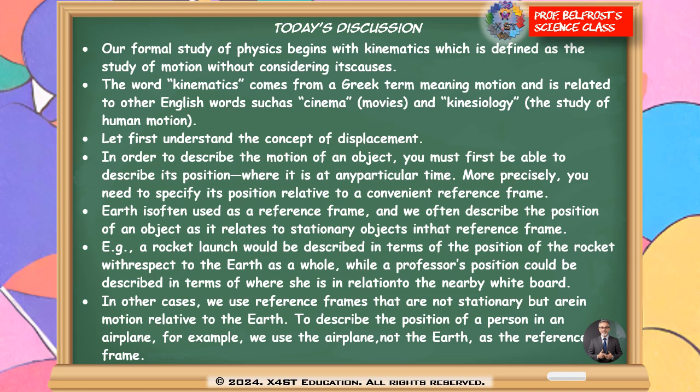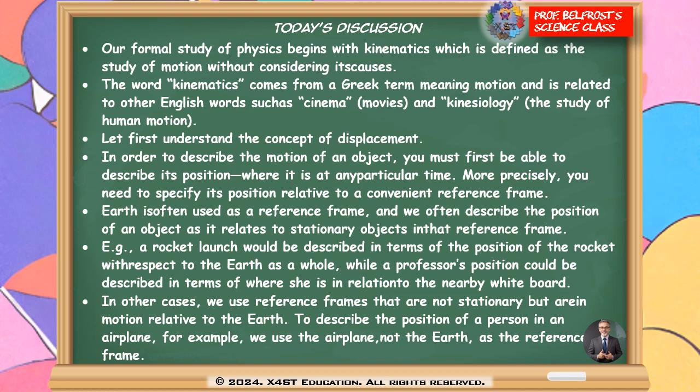For example, a rocket launch will be described in terms of the position of the rocket with respect to the Earth as a whole, while a professor's position could be described in terms of where she is in relation to the nearby whiteboard, which is stationary to the Earth. But in other cases, we can also use reference frames that are not stationary but are in motion relative to the Earth. For this, we'll need another consideration, and this will be more advanced physics.